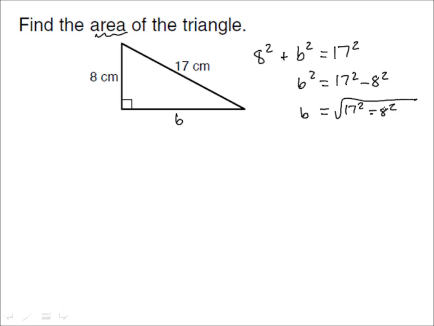So I'm looking at the square root of 17 squared minus 8 squared. And according to my calculations, b should equal 15. Now that I know b is 15, I can apply the formula for the area of a triangle, which is equal to 1/2 times the base times the height. When I multiply that, I'm looking at 4 times 15, which is 60. So the area of this particular triangle is 60, and my units are square centimeters.